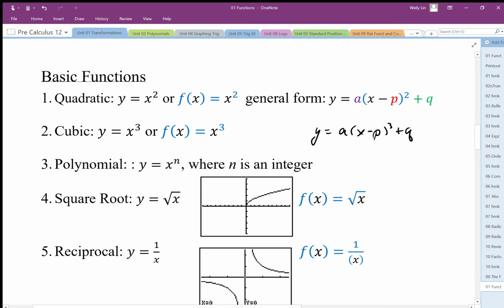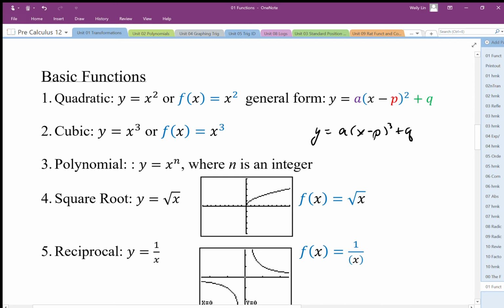So functions actually behave the same way apart from the actual function part of it. Times a is going to be times a, minus p is going to be minus p, and plus q is going to be plus q. The only thing that's different is the actual function. This is going to square, this is going to cube. So here we can have cubics. We can actually have any power, which represents functions. We're going to have n power polynomials as well as functions.